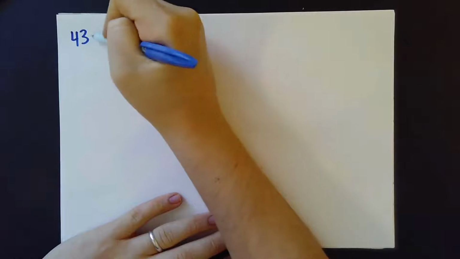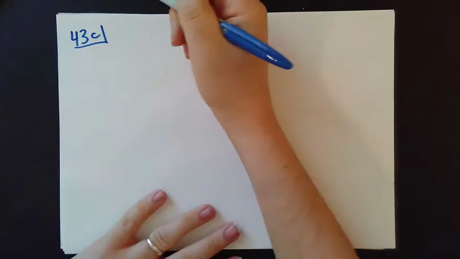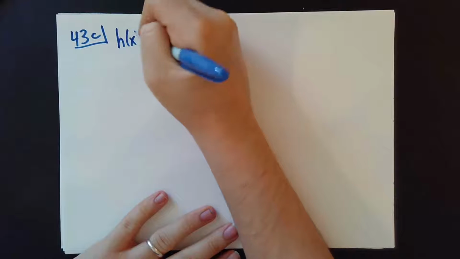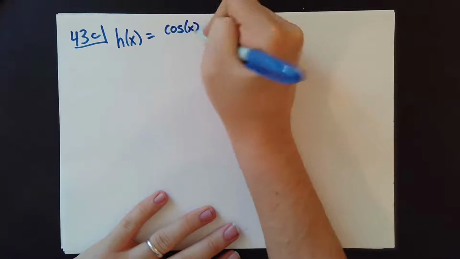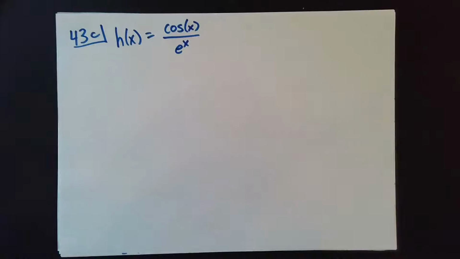Okay, so 43C asks for places where the tangent line is horizontal to the graph of h of x equals cosine of x over e to the x. And we want all the points that are in the graph where the tangent line is horizontal. So there are two in the graph, one which has a positive x and one which has a negative x. So we'll have to keep that in mind as we go through this.